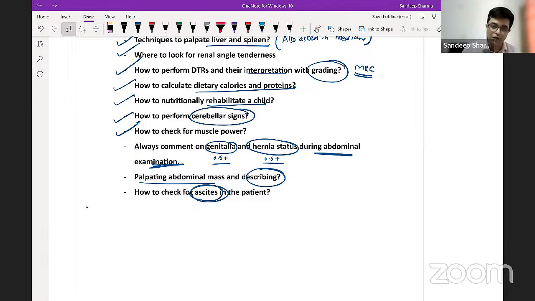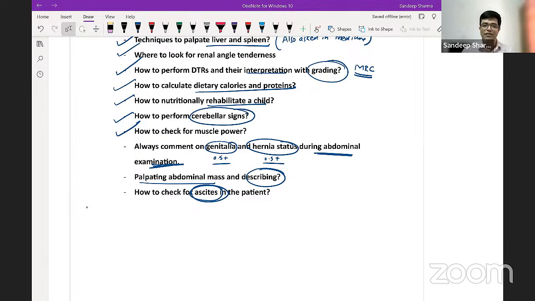So some examples of long case and short case and nutritional rehabilitation. Next couple of days, I will be announcing a small session. You can attend that. And this file has been given to you. In case you don't have this file, do let me know. And do stay in touch after the exam is done. If you benefit from this, do let me know.